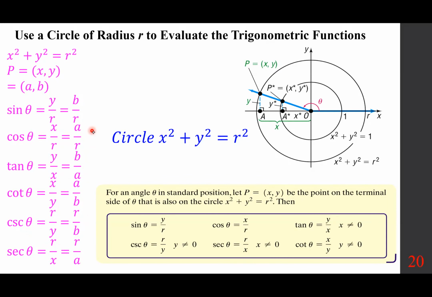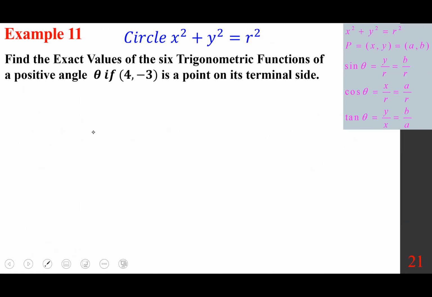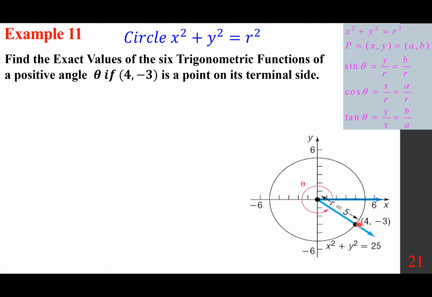So let's quickly look at this example where we have the two pairs. We want to find the exact values. And the very first thing we want to calculate is the value of r, which means we're going to square this, we're going to square this. And we need to know the location as well. So let's do that. Here's the location, 4 to the right, 3 down, which puts us in the fourth quadrant.